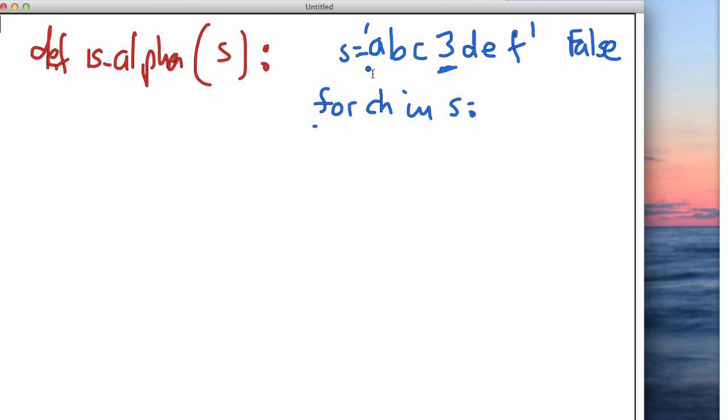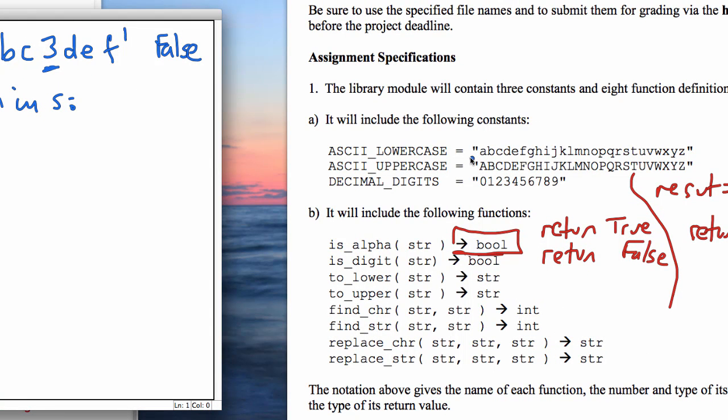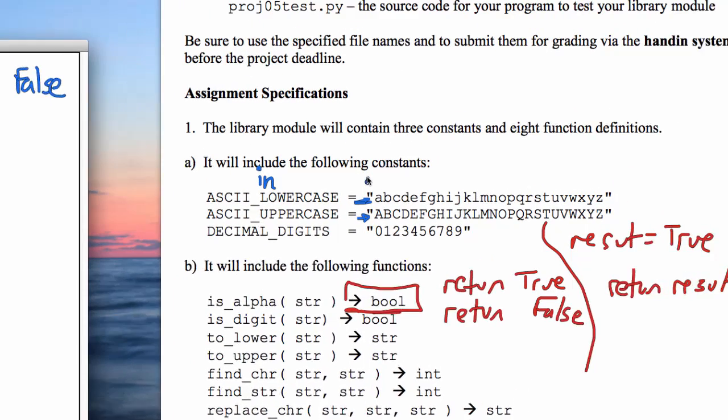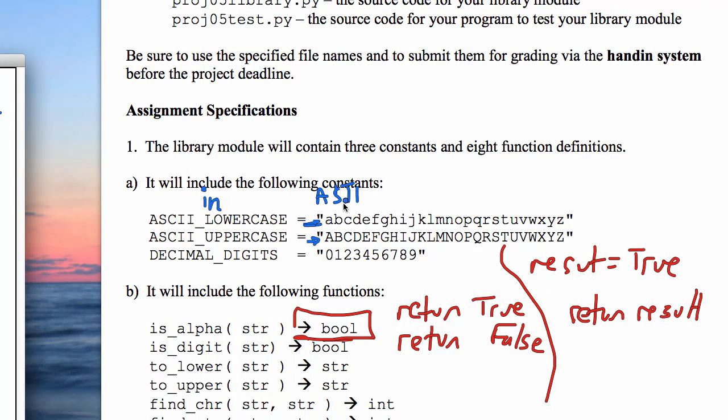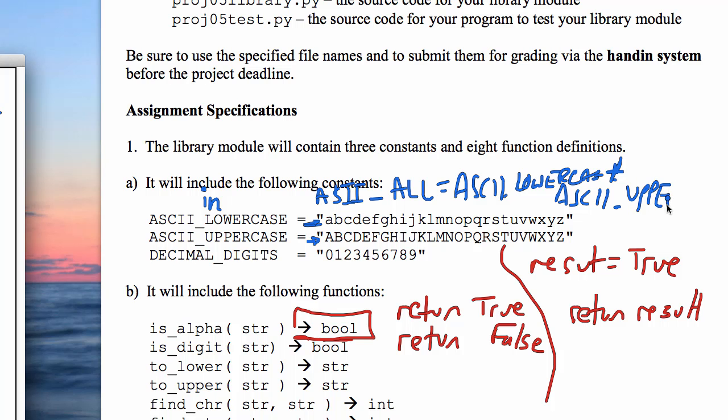a letter or not. How do I tell whether it's a letter or not? Well, it's a letter if it's lowercase or it's uppercase. And we will say, is it in? In is a great check. Is it in this lowercase string or is it in the uppercase string? By the way, one thing I did is I created an ASCII all, which was the sum of ASCII lowercase plus ASCII uppercase. We aren't limited just to these constants. Define your own constants. Why not?